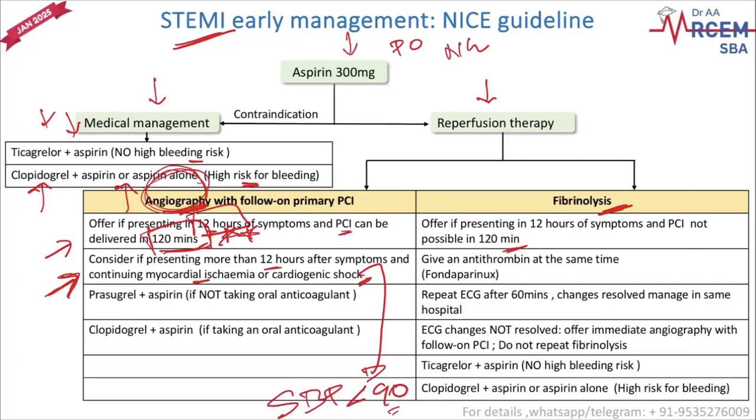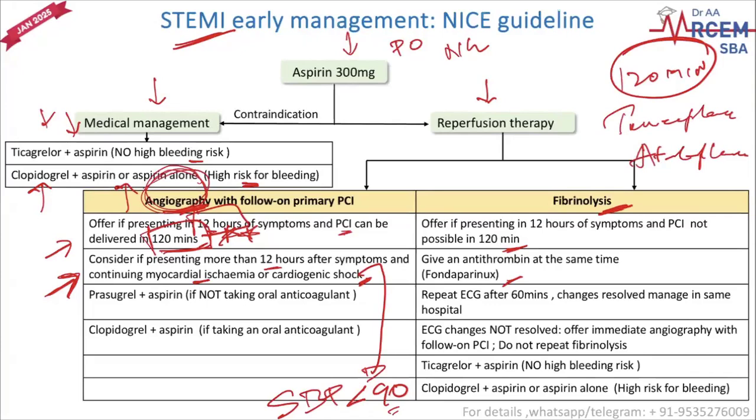Now coming to the fibrinolysis, if you're not able to get it done within 120 minutes, at that point of time you will do a thrombolysis, also known as fibrinolysis. Preferred agents are multiple. Tenecteplase is very commonly used because it's just a push that we give. Alteplase is used, but it needs to be given as an infusion.